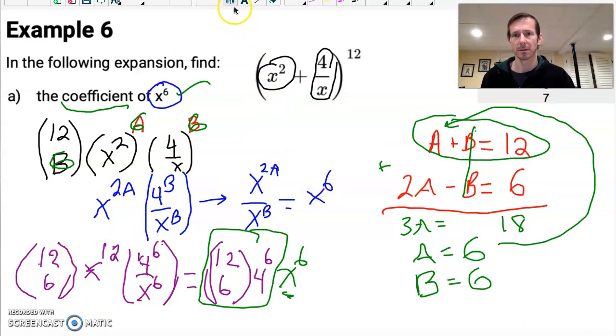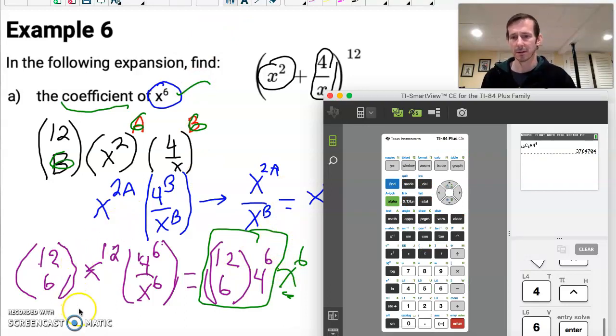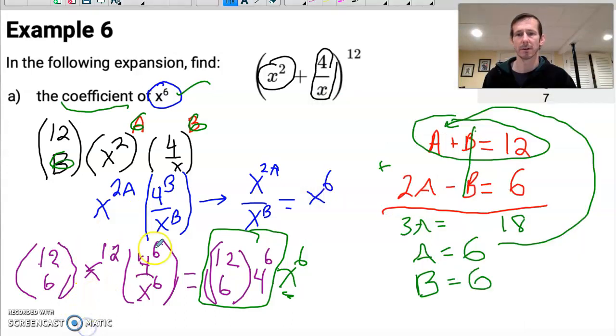Anyway, that went away, and I don't know where that went. Hold on. There it is. As soon as I touch this, it's going to go away. 3784704. That's your coefficient. I did not quite get it written down. And that's part A. Goodness.